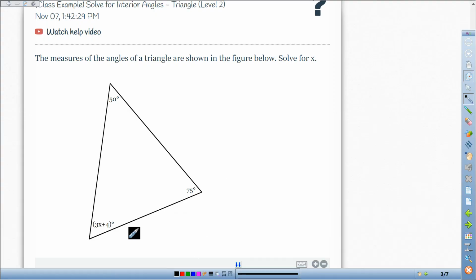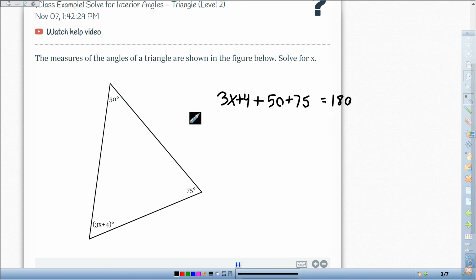So we are given our three angles. Let's go ahead and make our equation. I'm going to start with this one since it has my variable. So 3x plus 4, plus 50, plus that one, 75. All three angles added together equals 180. And obviously you can add them in any order you want. I like to start with a variable.